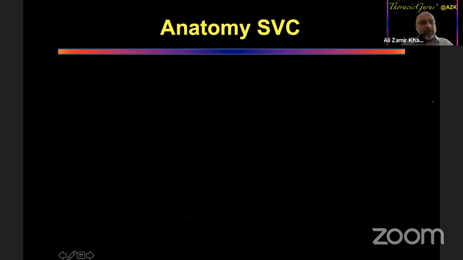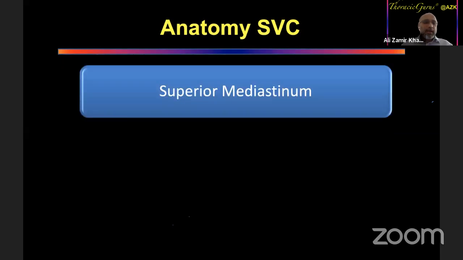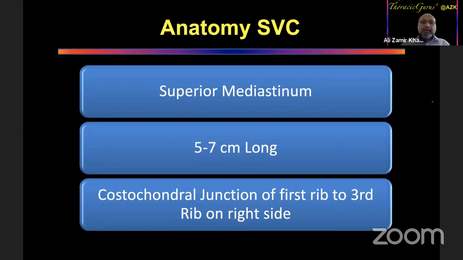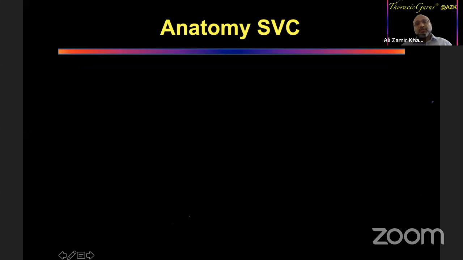So let's start off with the very basics, as we always do. What is the anatomy of the SVC? The SVC lies in the superior mediastinum. Everybody knows the location of the SVC. The length is usually about 5 to 7 centimeters, okay? If you ask for the surface anatomy of the SVC, it extends from the costochondral junction of the first rib to the third rib on the right side. So this is the surface anatomy of the SVC.